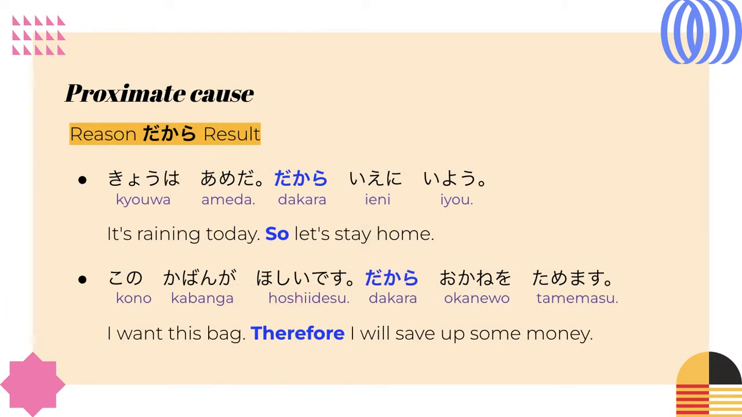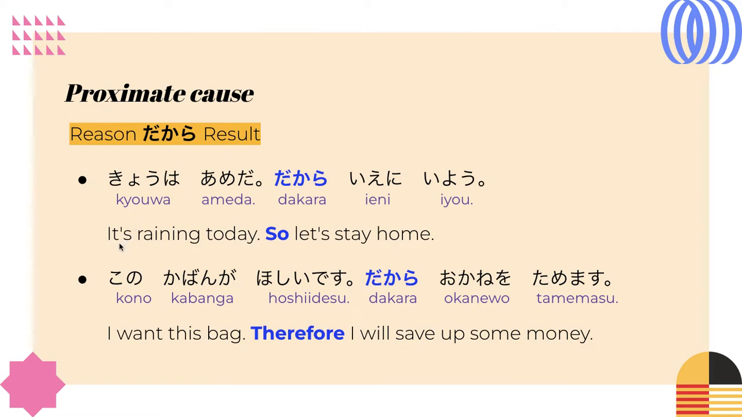So let's start off with だから. This is the basic formula that you would use for だから. You would state the reason and then you would put だから in between the reason and the result. So let's try that with examples.